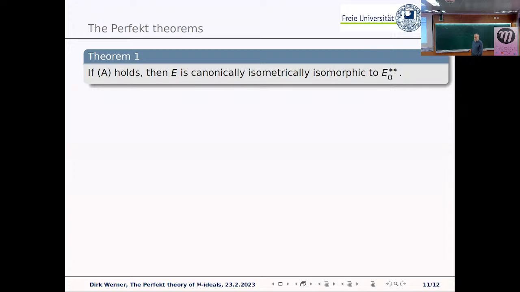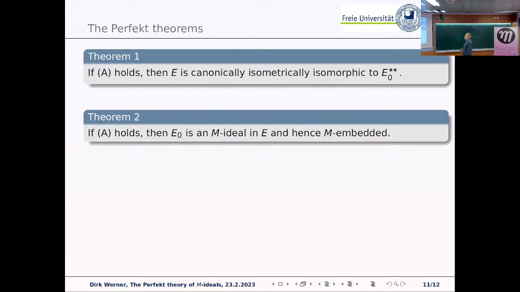So here is what you can prove about a situation like this. Under condition A, E is always canonically isometrically isomorphic to the bidual of E naught, the same way as L infinity is the bidual of C naught. It's always the case. And also you get the M-ideal condition. So this is a little bit roundabout in Perfekt's papers, and my aim was to find a more straightforward proof of this, building on this three-ball intersection pattern.